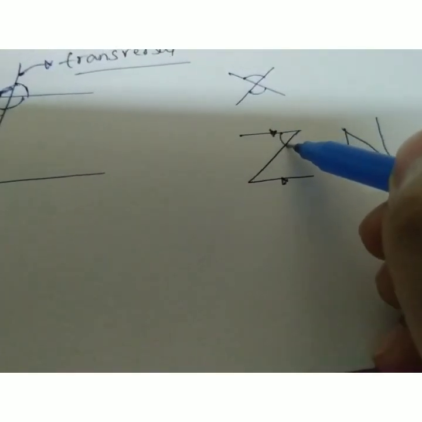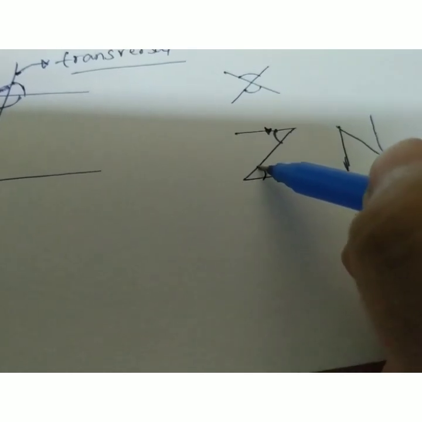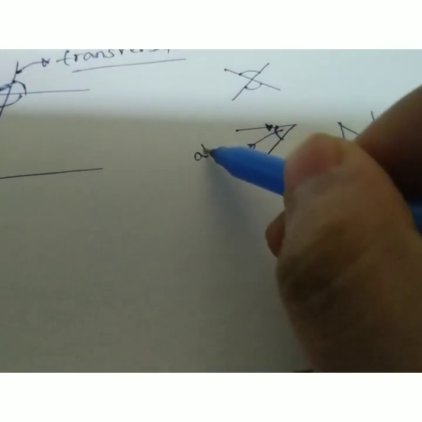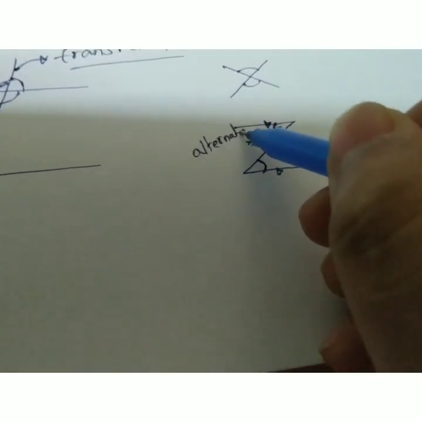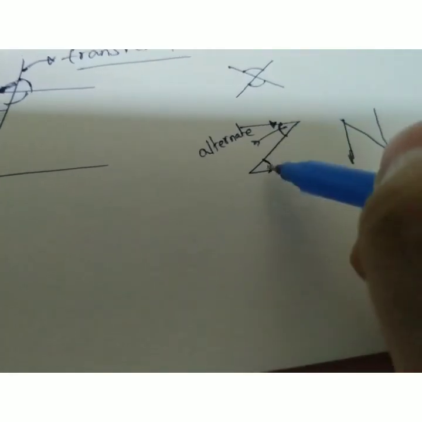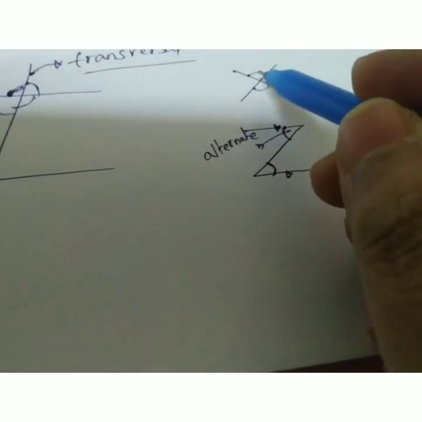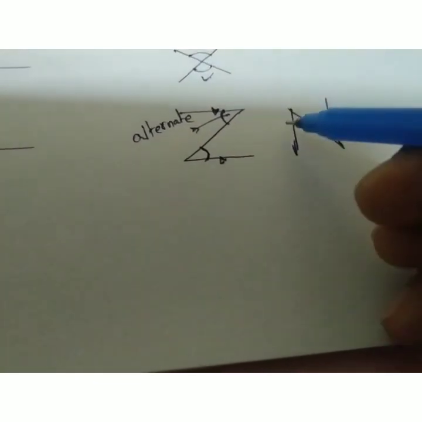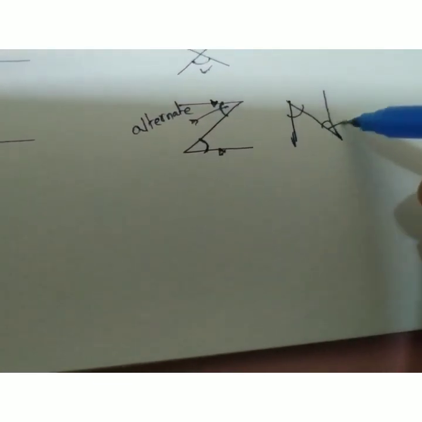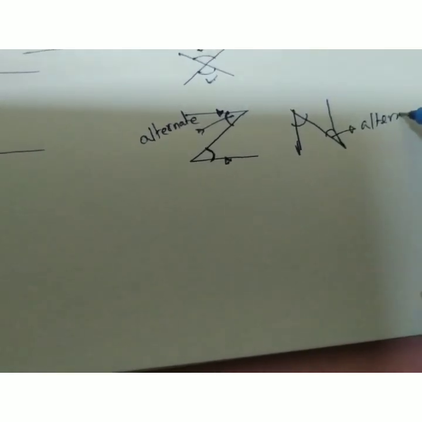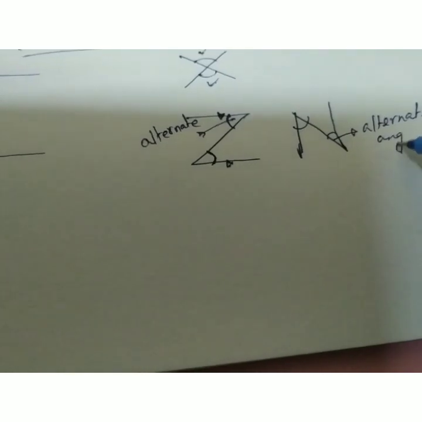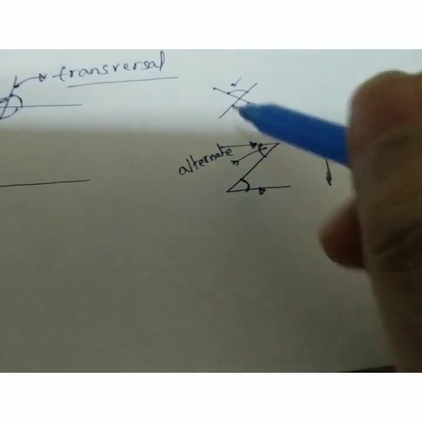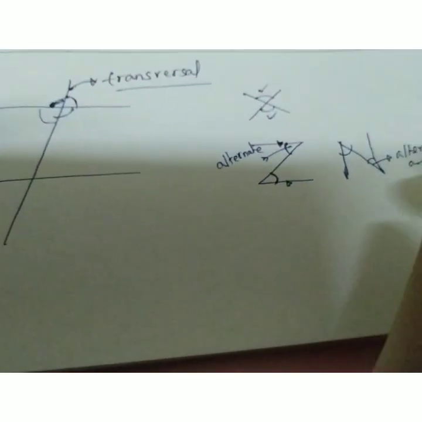So the opposite two angles, this angle and this angle, we term them to be alternate angles, okay. Both of these are equal. Alternate angles are always equal. Vertically opposite angles are also equal. Over here, in case of N, these two angles are termed to be alternate angles, okay. Alternate angles, vertically opposite, okay.